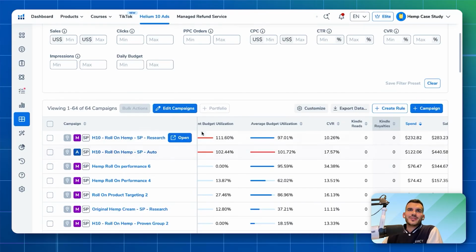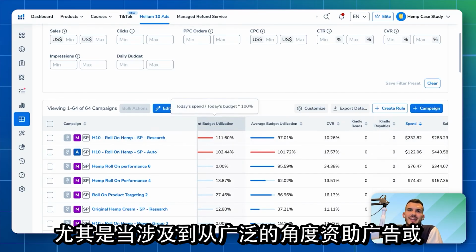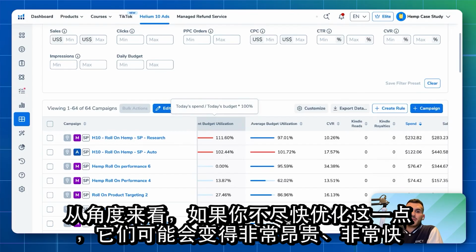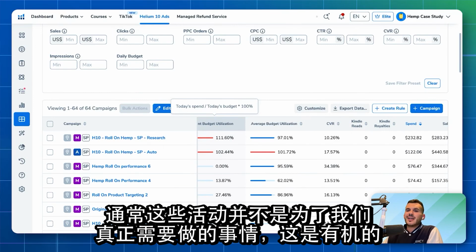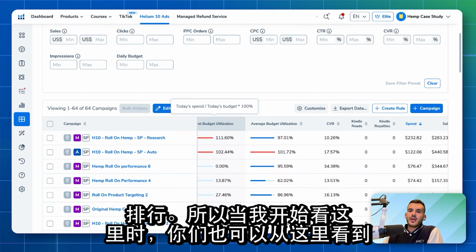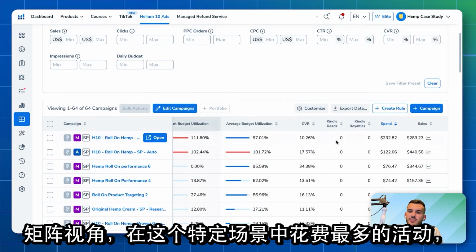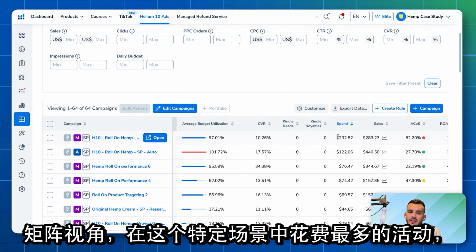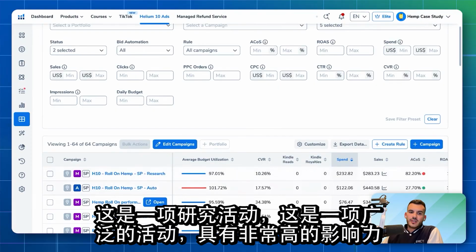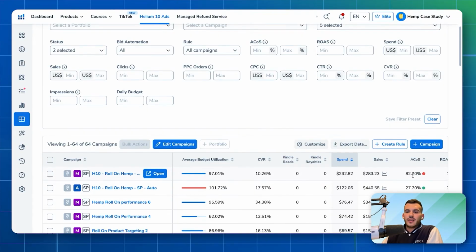And we all know, especially when it comes to giving money for advertising from a broad perspective or auto perspective, if you don't optimize this soon enough, they can become very expensive very fast. And usually these campaigns are not meant for what we really need to work on, which is organic ranking. So when I start having a look here, and you guys can also see from the metrics perspective, the campaign that's spending the most in this specific scenario, which is the research campaign, which is a broad campaign, is having a very high ACOS.